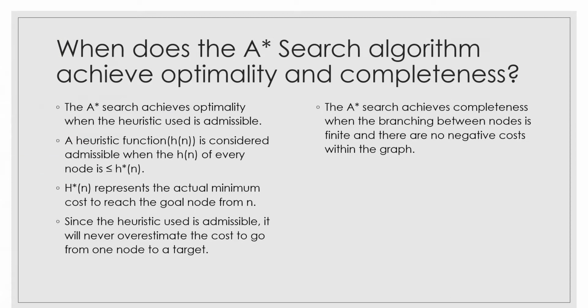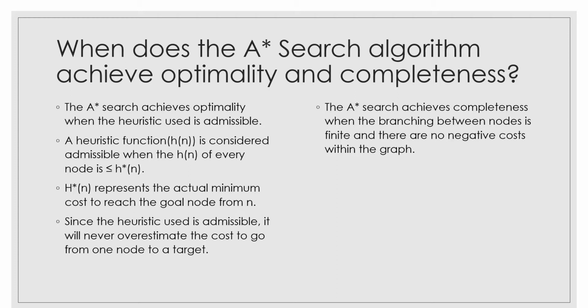And so, A star: when does the A star search algorithm achieve optimality and completeness? A star search achieves optimality when the heuristic used is admissible. This pretty much means that when you calculate the h of n of every node, it's less than or equal to h star of n, and h star of n is representing the actual minimum cost to reach the goal node from n. So in the example I had before, it was a grid where you could only move up and down, left and right.